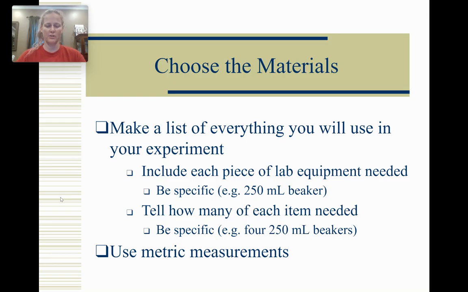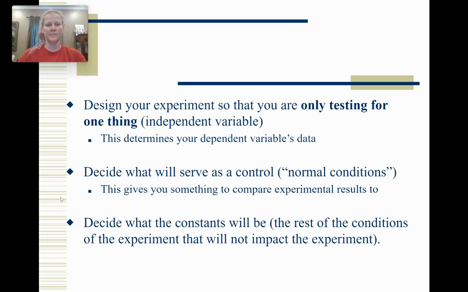Then you also want to make sure that you say how many of each item is needed. So again, be specific. If you only need one beaker, then you say one 250 milliliter beaker. But if you need four, then you include that. And you're always going to use metric measurements when you write your materials.